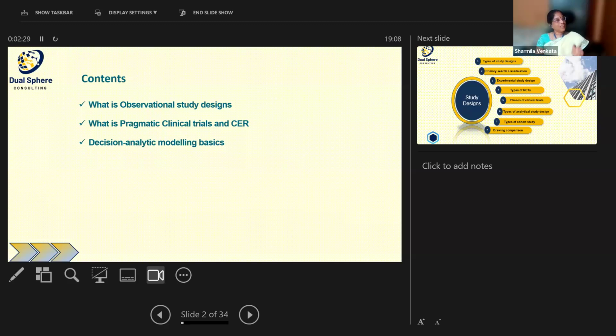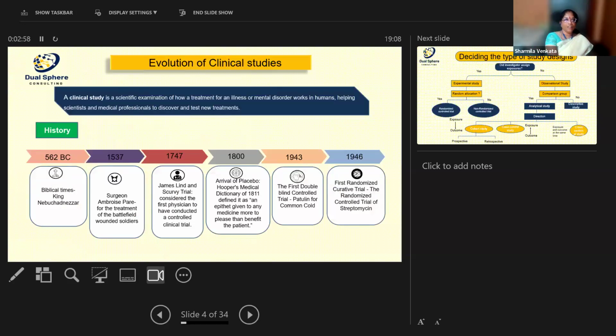Among study designs, observational studies are especially important because they allow us to study what happens in real life, outside the carefully controlled conditions of the clinical trial, and that's our focus now. To understand why observational studies are important, we first need to appreciate the journey of clinical research itself. So now we'll see.